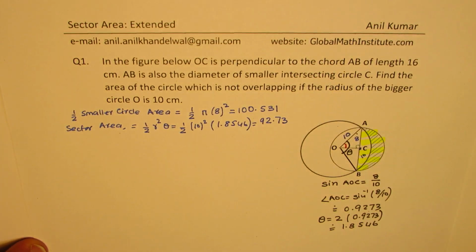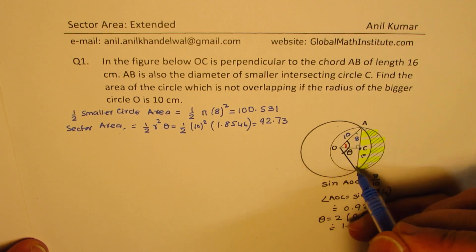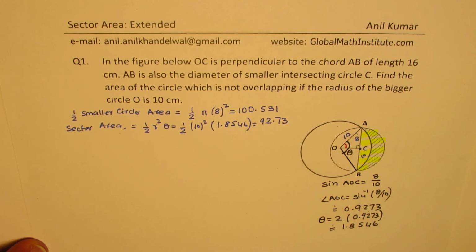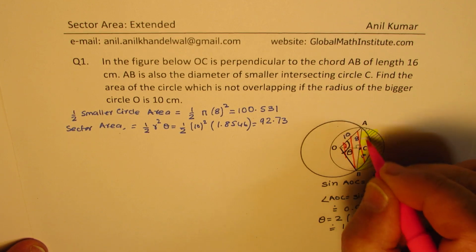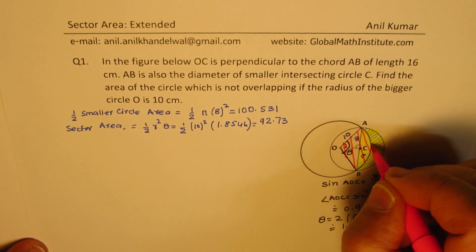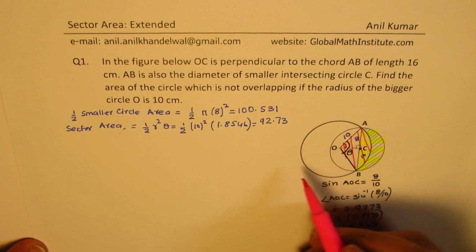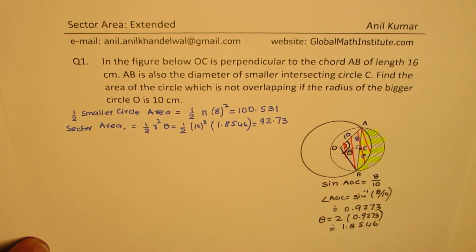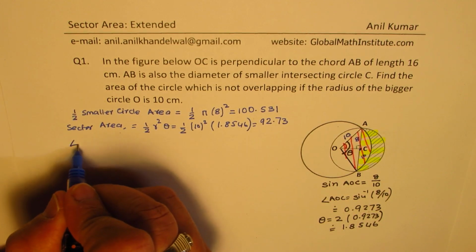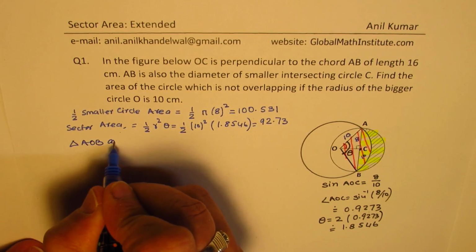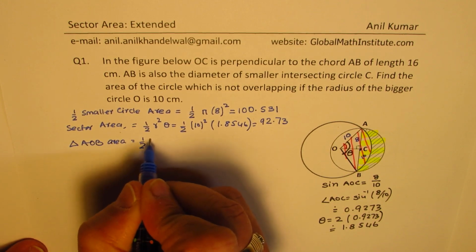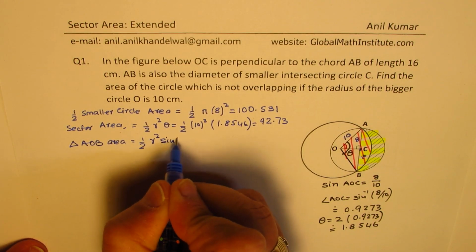Okay, we need to now take away the area. So we found this area of the sector, right? So I hope you understand what we got. So we got this area. Correct? It includes the triangle, which we have to take out. So let's find the area of the triangle. So we say triangle AOB area is half of r square sine theta, right?